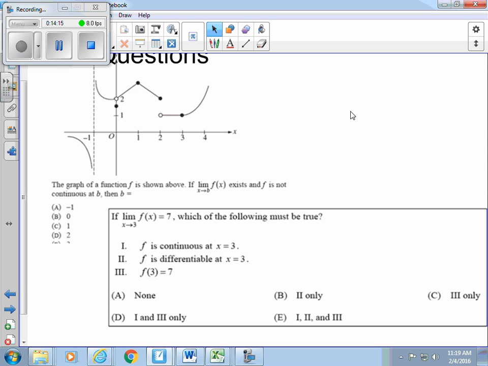Two. There's a hole, right? Because if the limit exists and we're not continuous, doesn't that mean the filled-in point is somewhere else or doesn't exist? Okay, so where does that happen at? 2.